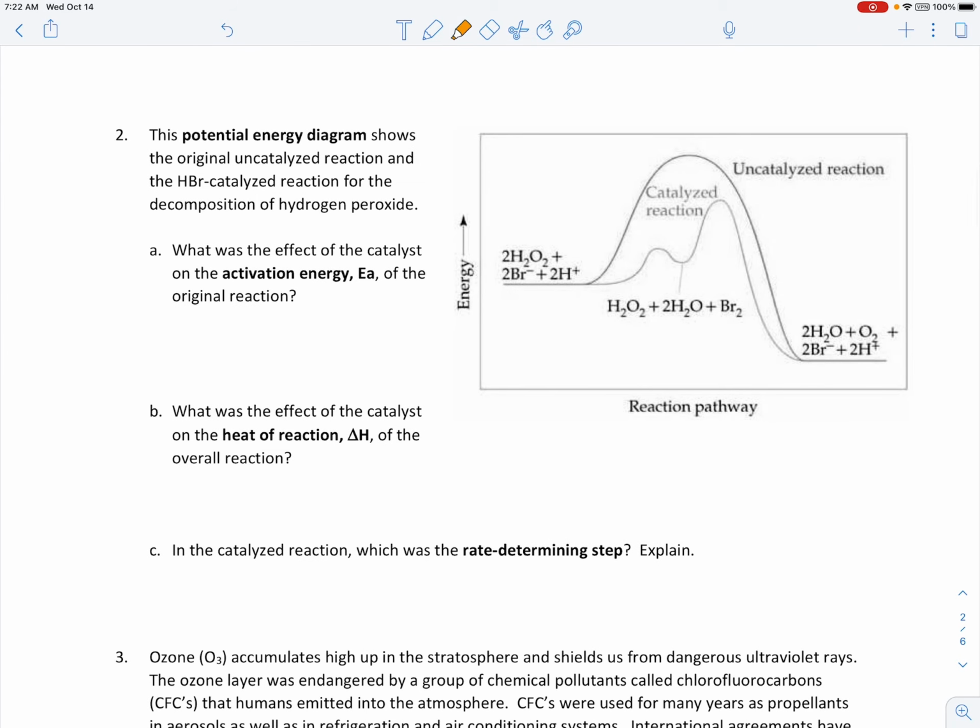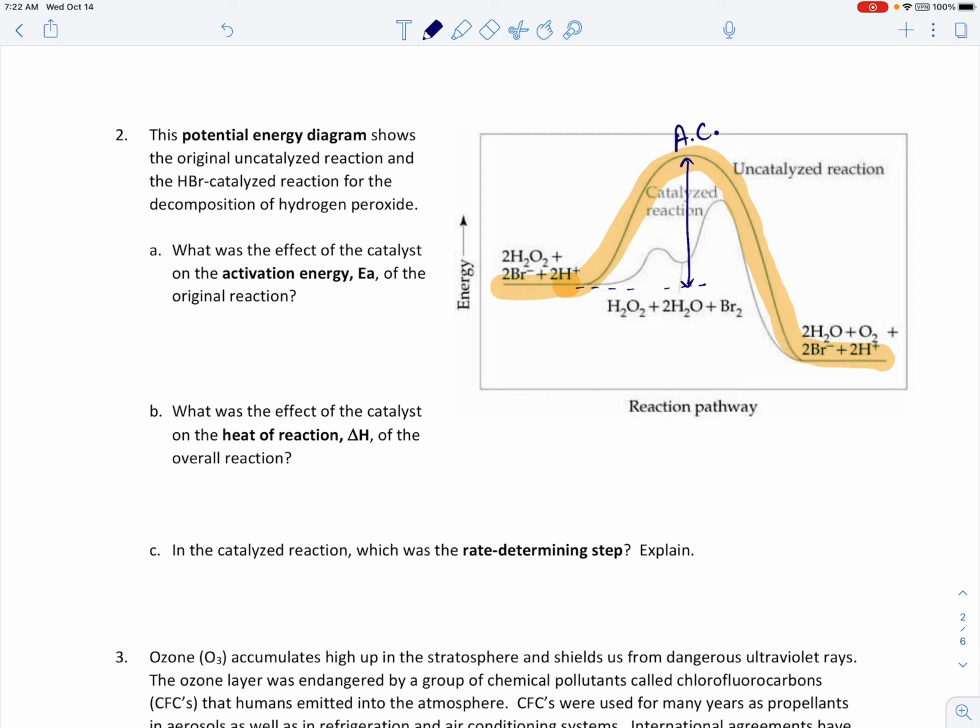Question 2, the next page, we're shown a potential energy diagram for the uncatalyzed decomposition of hydrogen peroxide. If I just trace this with my highlighter, the uncatalyzed potential energy diagram is this one. Notice that it has a pretty large activation energy. The activation energy is the difference in energy from the original reactants to the activated complex, or the transition state, which is at the top of that hill on this energy diagram.